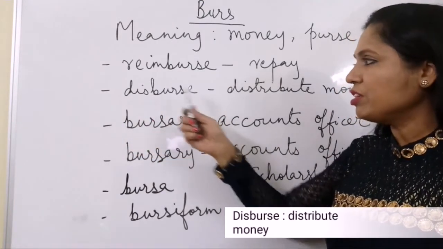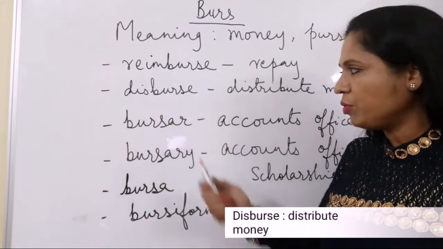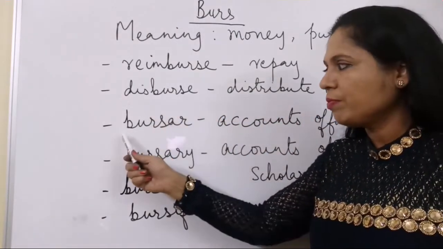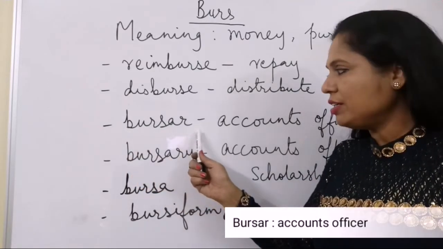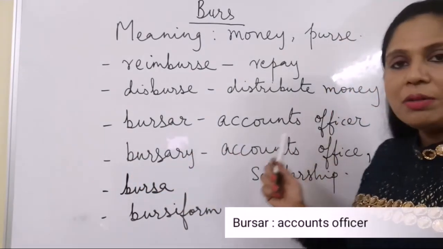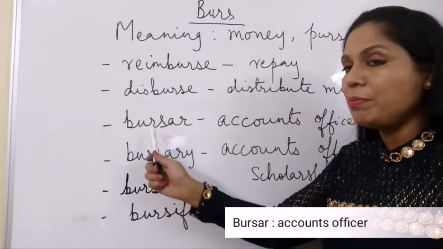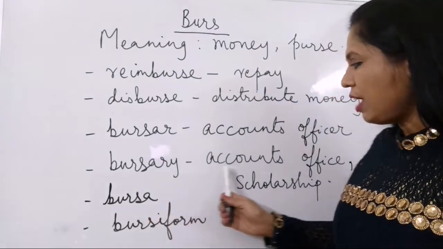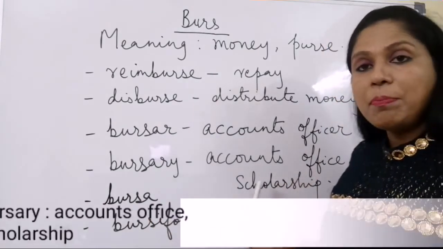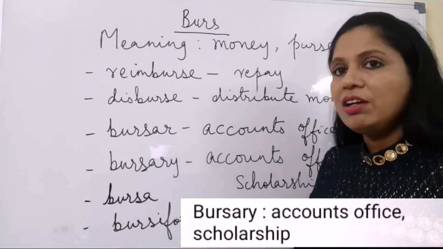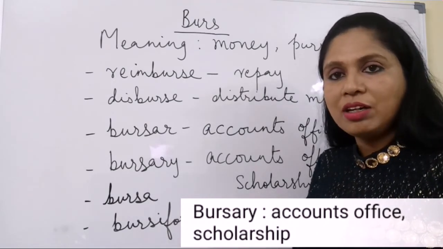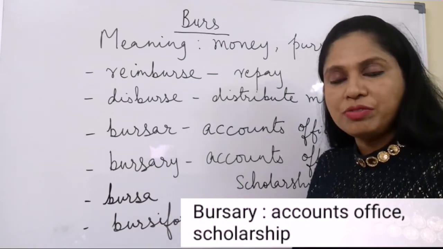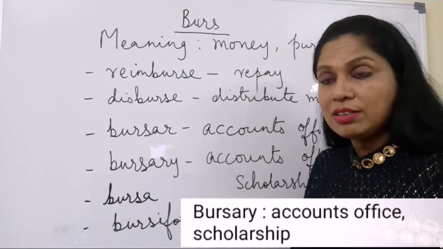Disburse. Disburse is to give away or distribute. Distribution of money is disburse. A bursar is an accounts officer. The person who maintains accounts is a bursar. A bursary is an accounts office, a place where accounts are maintained. It also has a secondary meaning, which is scholarship. A scholarship is money given to students for pursuing their studies.